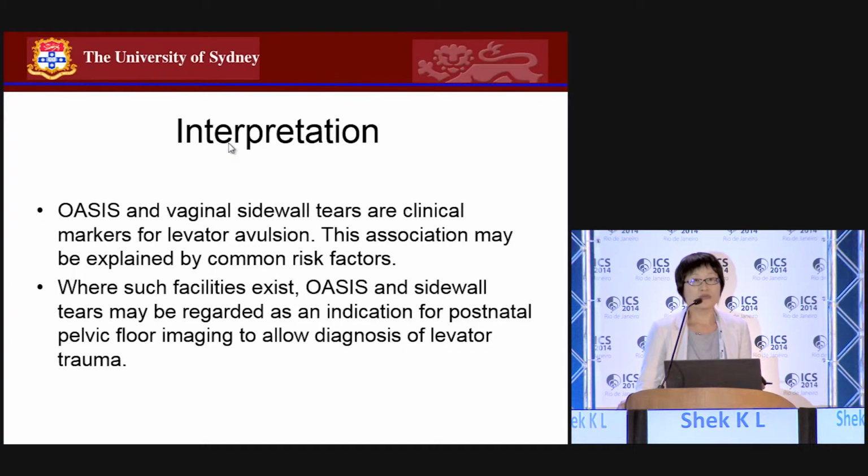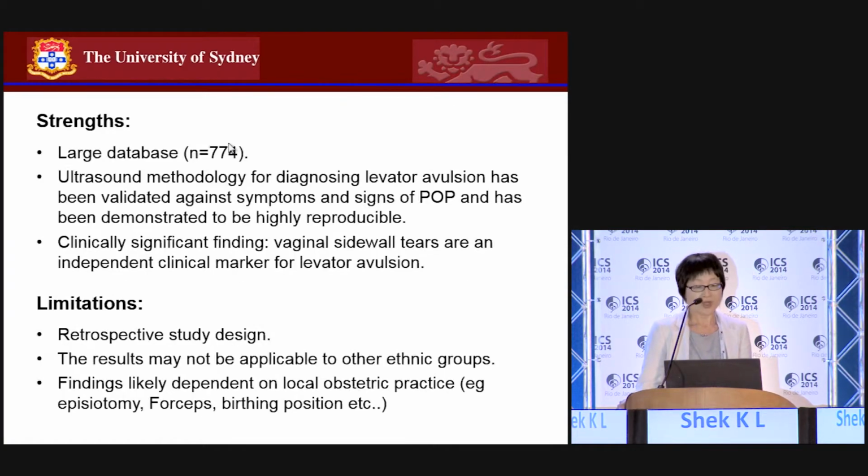So in this study, both third or fourth degree perineal tears and vaginal side wall tears are found to be significantly associated with the diagnosis of levator avulsion. The association may be explained by common risk factors, for example, first vaginal birth, advanced maternal age, and forceps delivery. When such facilities exist, these clinical markers may be regarded as an indication for postnatal pelvic floor imaging to allow diagnosis of levator trauma.